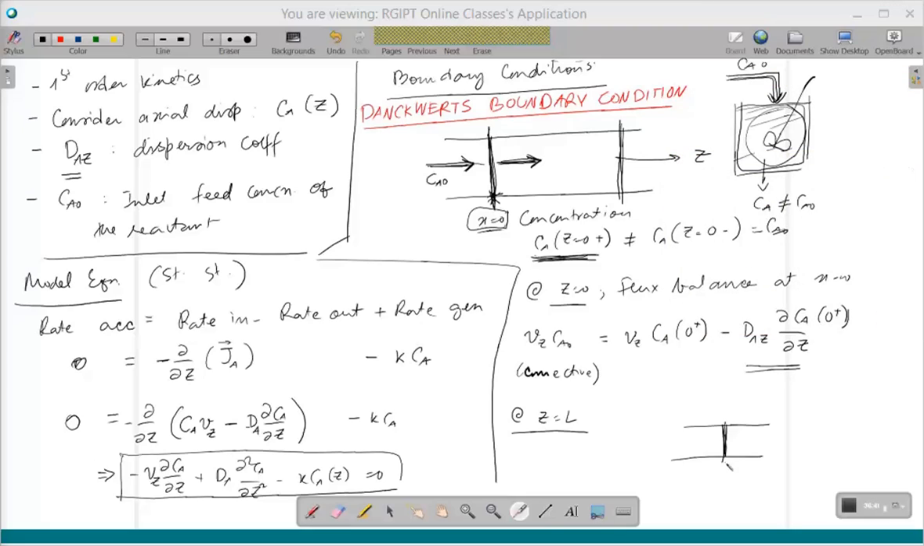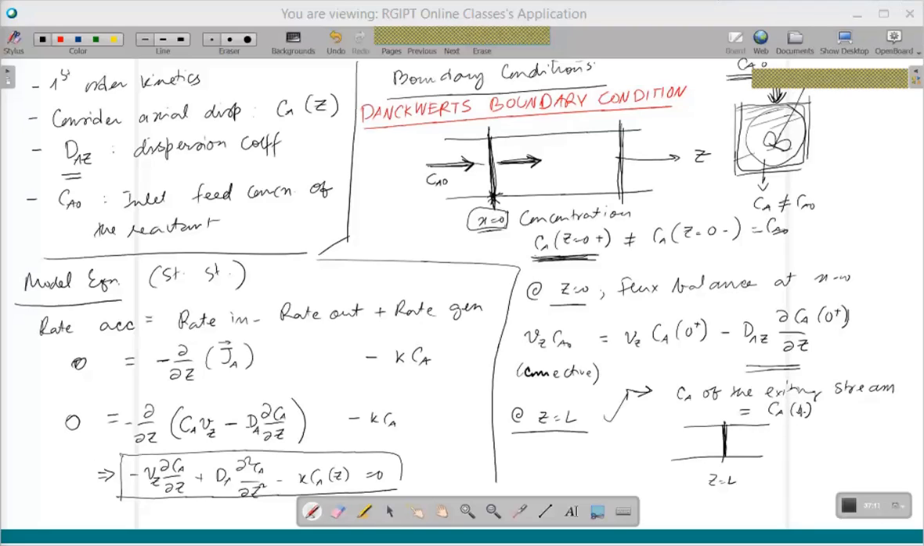Now at z equal to L, what is going to happen here? Another important physical fact related to the setup is that the concentration of the exiting stream will be the same as Ca at L.